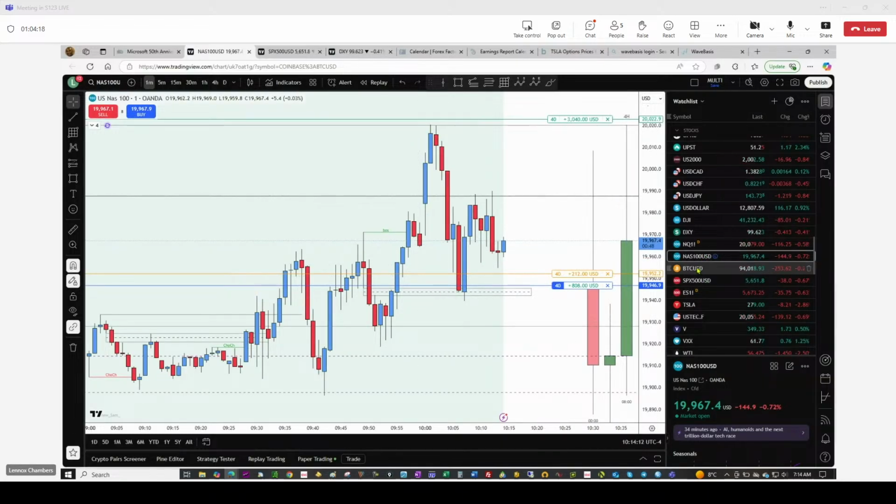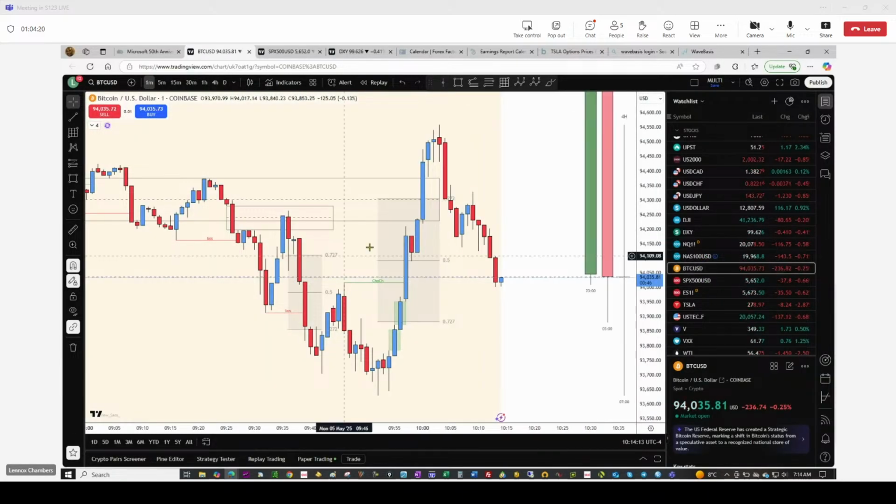See how Bitcoin's doing. Bitcoin did come below 50%. So now Bitcoin's presenting a nice opportunity for a buy to continue up. You're right in the sweet spot area for an entry now on Bitcoin.